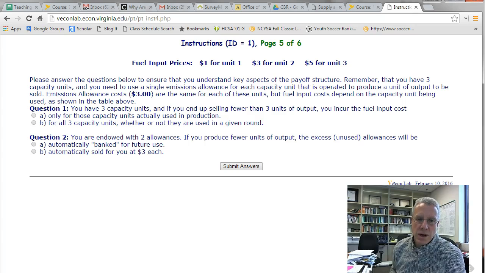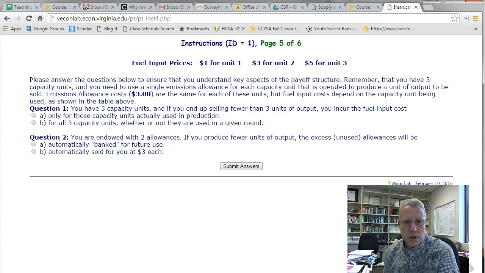Question 1: you have 3 capacity units, and if you end up selling fewer than 3 units of output, you incur the fuel input cost. Is that only for those capacity units actually used in production, or for all 3 capacity units, whether or not they're used in a given round?